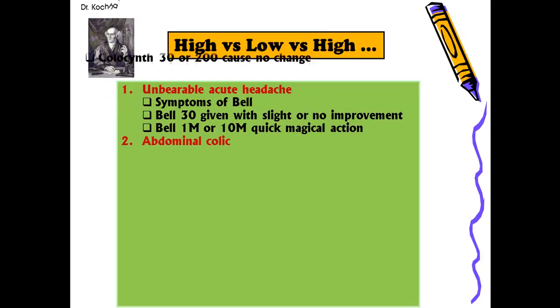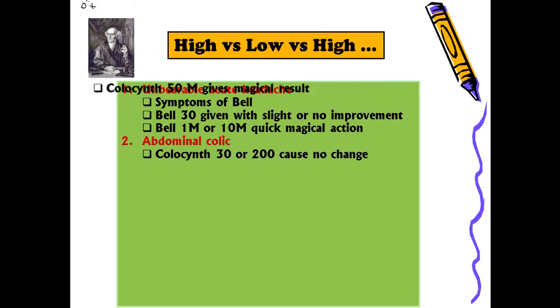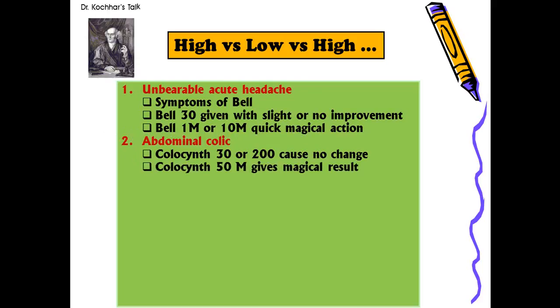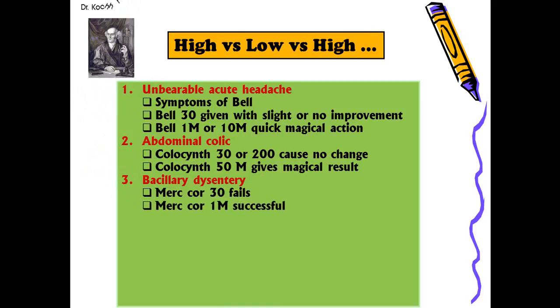Then abdominal colic. Colocynth 30 or 200 you give and no effect is there. You give 50M, it gives magical result in abdominal colic. Then bacillary dysentery. Mercurius corrosivus 30 you give, it does not give any result, it fails. But give Mercurius corrosivus 1M and it is successful.